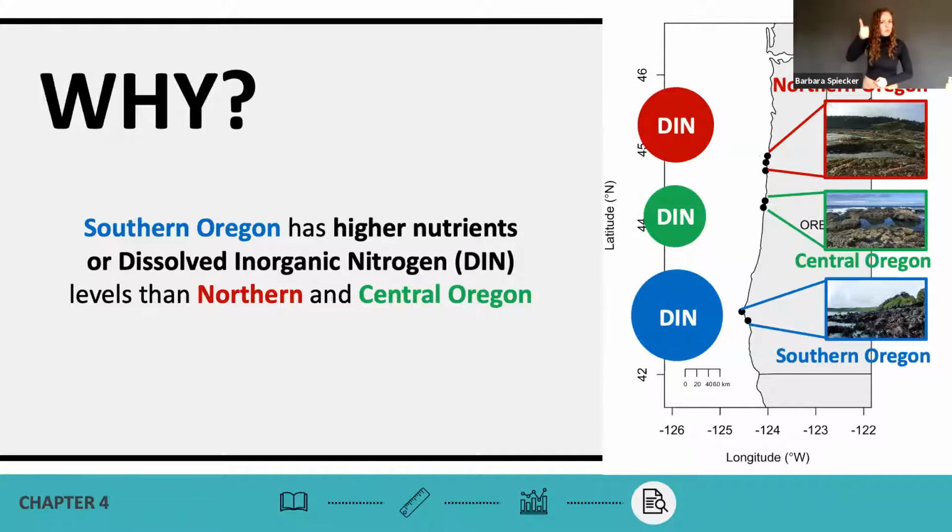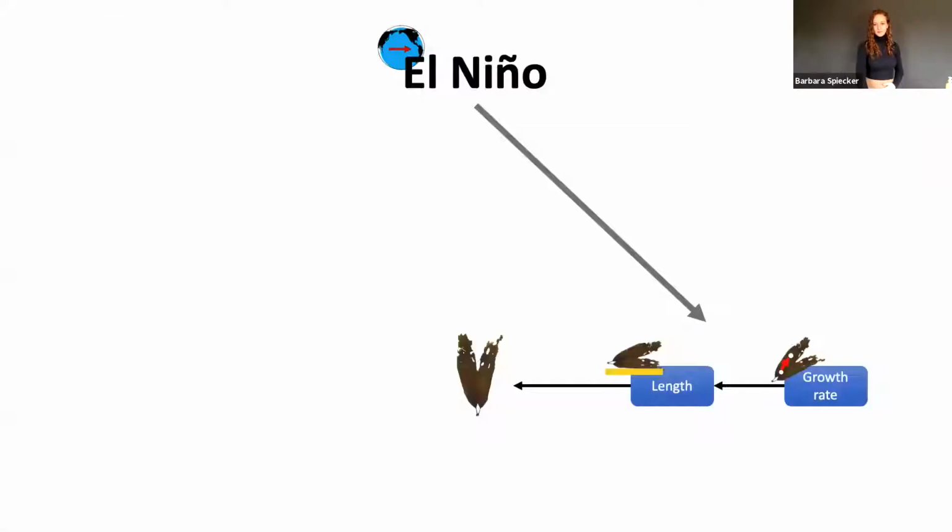So why did kelps in Southern Oregon have longer lengths and faster growth rates? Well, previous studies show that in Southern Oregon, we do have consistently higher dissolved inorganic nitrogen, or DIN, levels compared to other regions, and this may actually be providing an extra source of nutrients that help kelp grow.